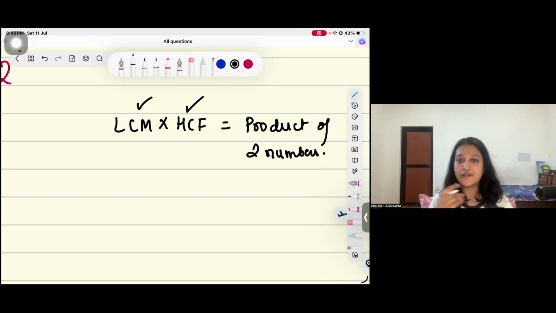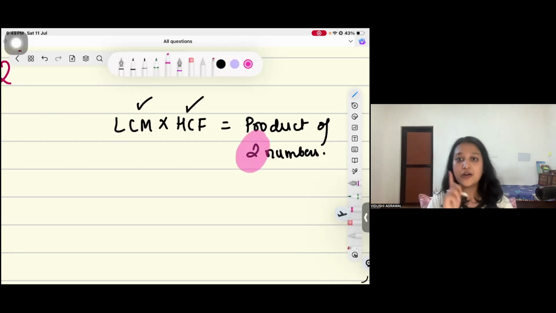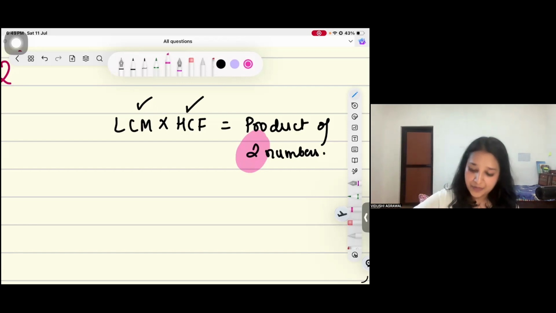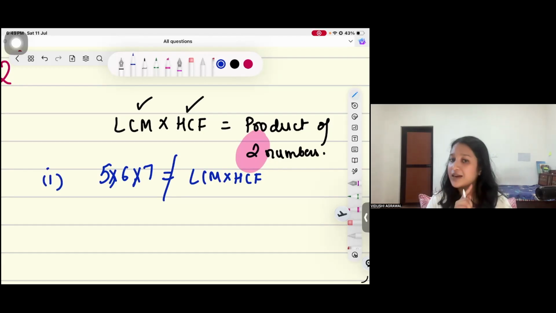You have to figure out if it is HCF or if it's LCM. This is also a very commonly asked doubt among students, how to figure it out. Firstly, I would say 2 things. The product of 2 numbers only. We cannot say that it is applicable to 3 numbers. Let's say if we have 3 numbers, 5, 6, 7, the product of them will not be equal to LCM and HCF. The first mistake is doing it on 3 numbers; it is not applicable. It is applicable only on 2 numbers.